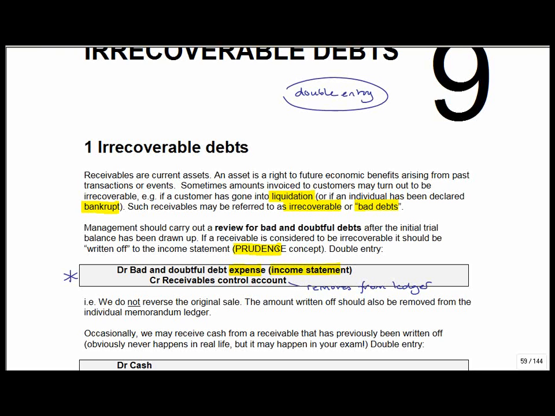Okay, it's very important that you realize that you don't actually reverse the original sale. Remember, when we made the sale, we made that sale in good faith and we have supplied goods or services, so it's not correct to reverse the sale. We treat this debt write-off as a separate entry, and that bad debt expense amount is usually included within administrative expenses that affect our net profit figure.